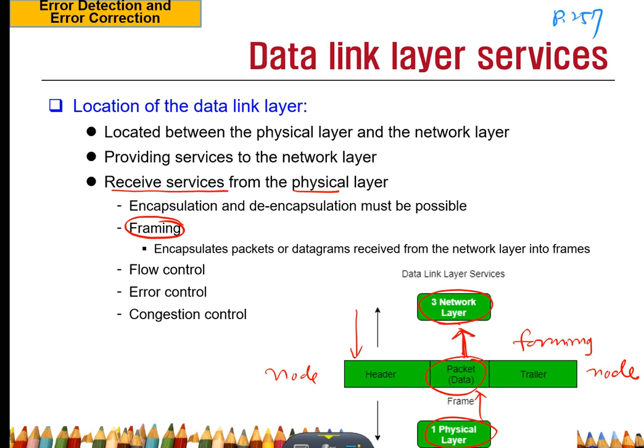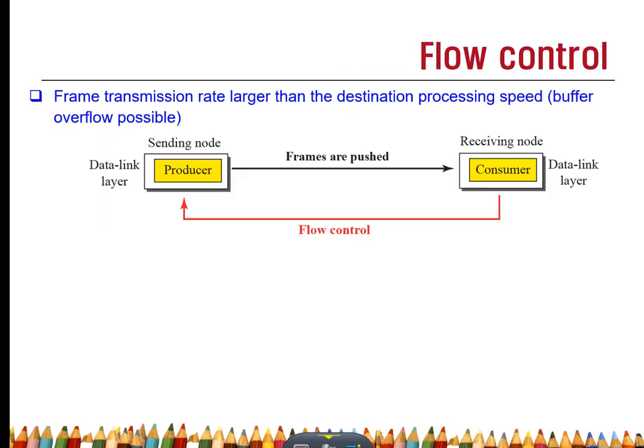While sending and receiving the frames, it needs some kind of flow control and error control, and even some congestion control. So in this lecture, let's look at the concept and methods of flow control and error control in the data link layer.